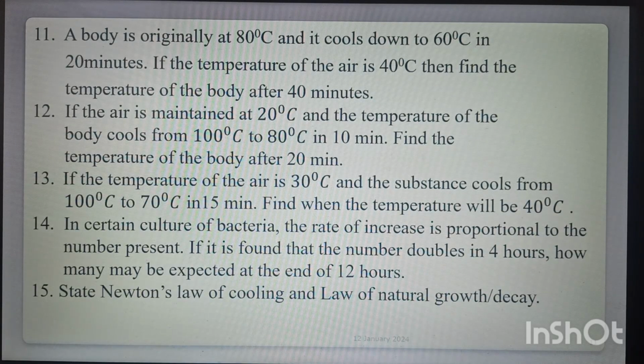State Newton's law of cooling and law of natural growth. And short questions also. Okay? So these are some important questions from unit 5. Do practice all these questions. Maximum 50 to 70% of questions will come in the mid exams and end exams. Okay. See the next one.